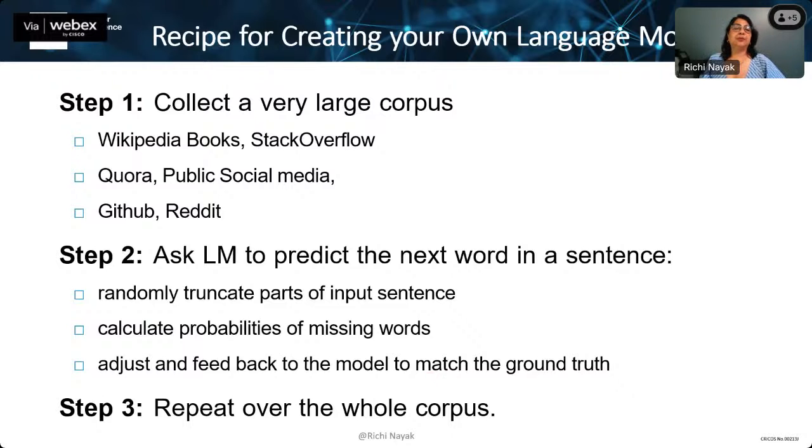You learn the probability there, randomly truncate parts off, and calculate the probability of the missing words. We call these masked tokens, and then have some kind of training that adjusts the model with feedback. So it's unsupervised, but because it's a sequence, we know what the next word is, and then repeat over the whole corpus. You've got your own language model there.